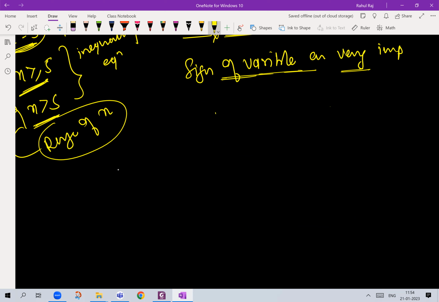So imagine if I say to you xy greater than 0, what does this mean? It simply means the signs of x and y are the same. Is this clear? Anyone, any doubt?